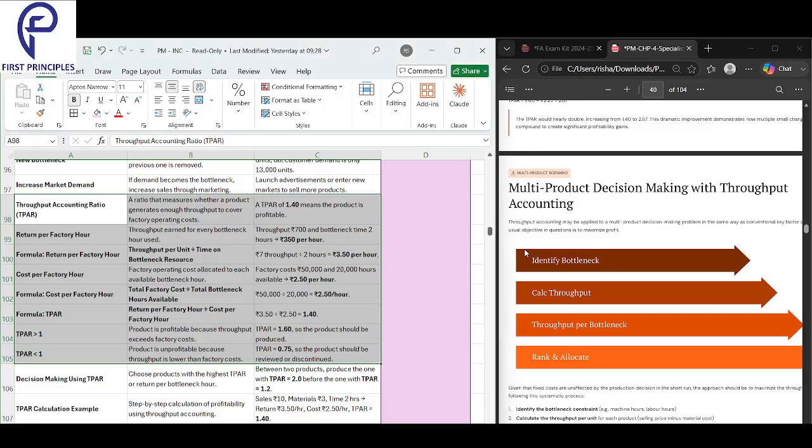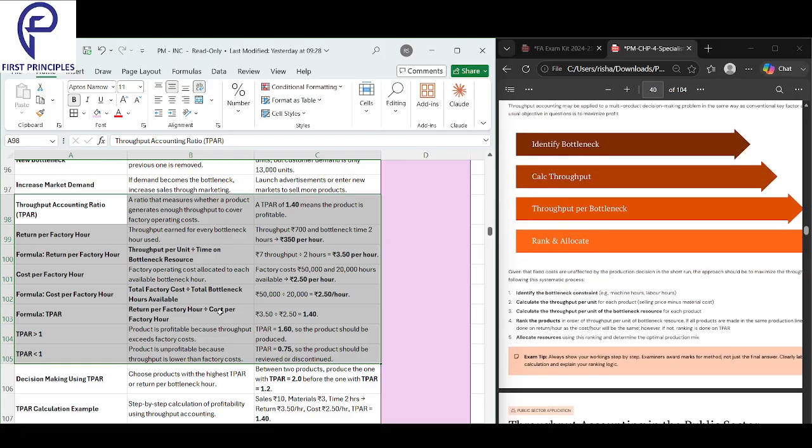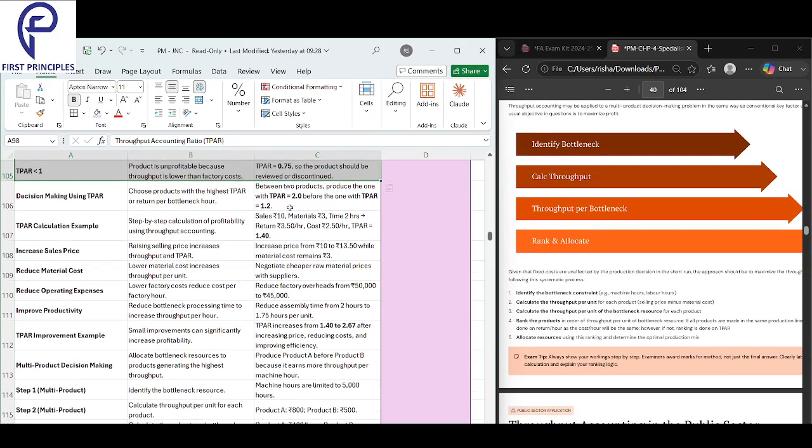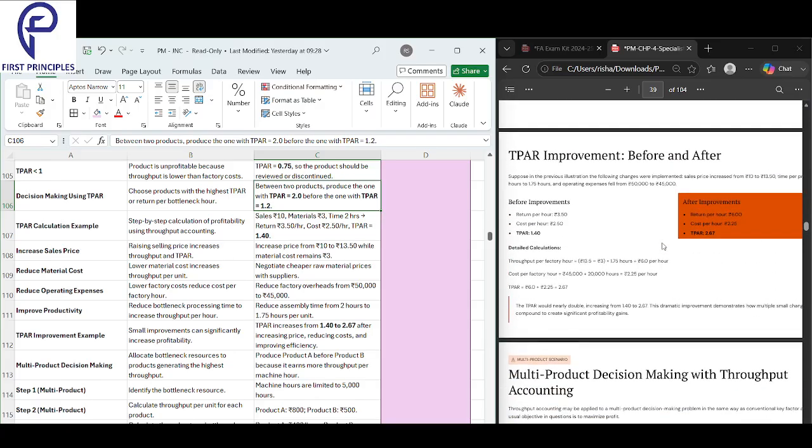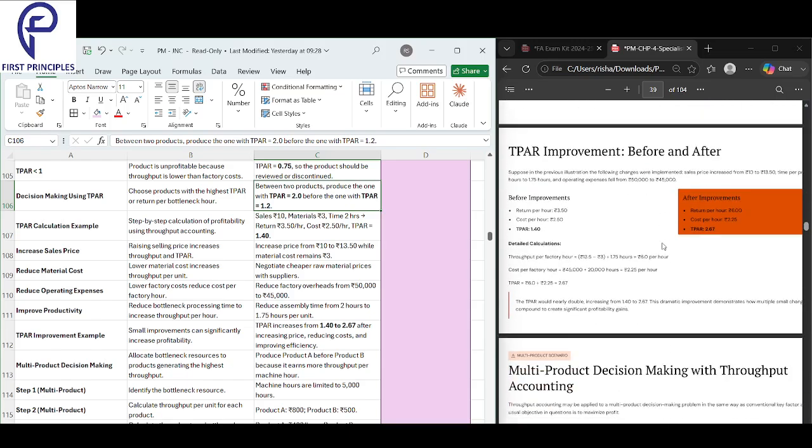Making sense of the example here, the throughput accounting ratio. Now, for example, two products are there. One has a TPAR, throughput accounting ratio, of 2. The other has a throughput accounting ratio of 1.4. So what you have to do is choose the one with the highest TPAR. First of all, we understood that the one which has the highest TPAR is the better. Now let's look into making sense of TPAR here.